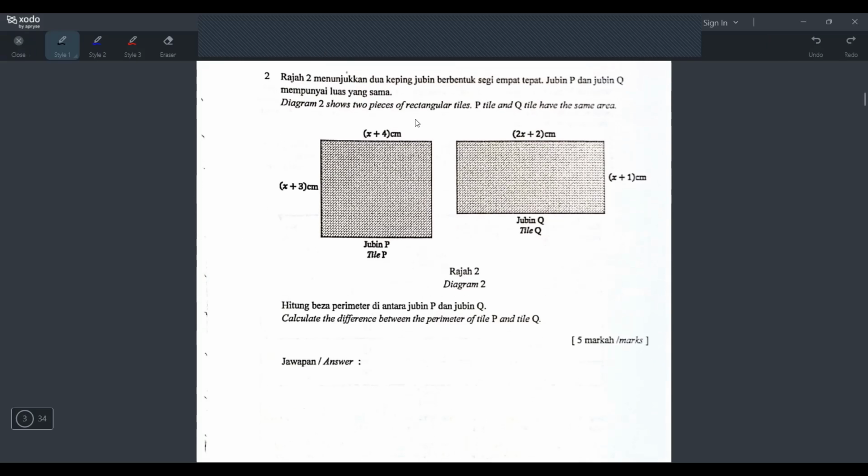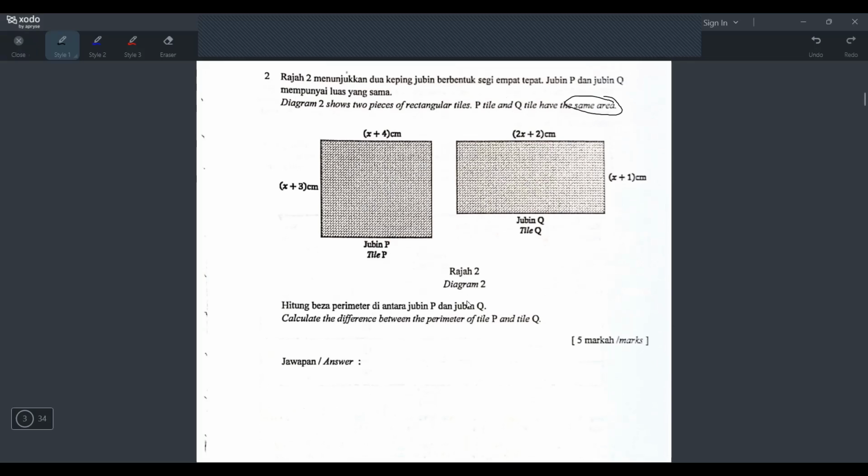All right, number 2. Diagram 2 shows two pieces of rectangular tiles. So these are two rectangles, not squares. P tile and Q tile have the same area. So this is very important, same area. Calculate the difference between perimeter of tile P and tile Q.